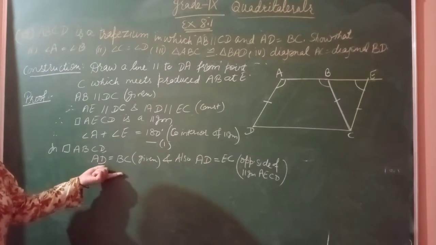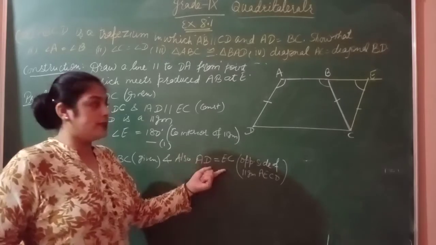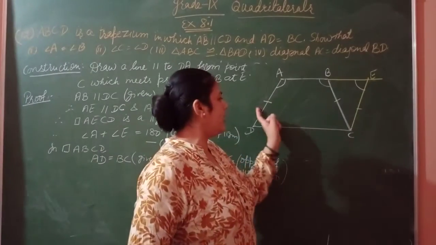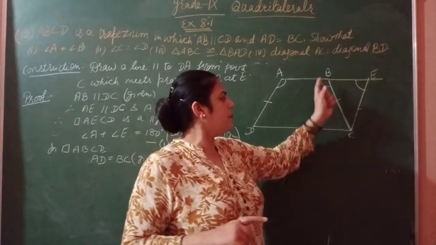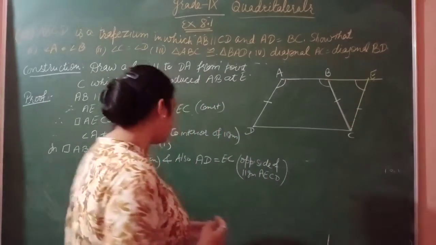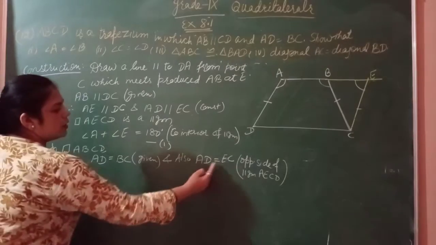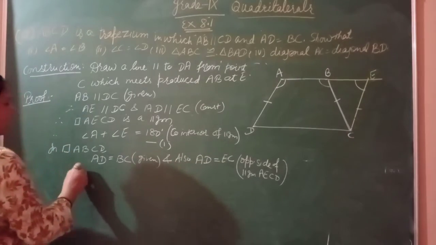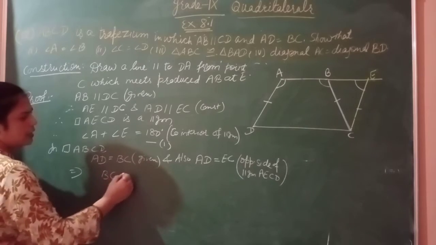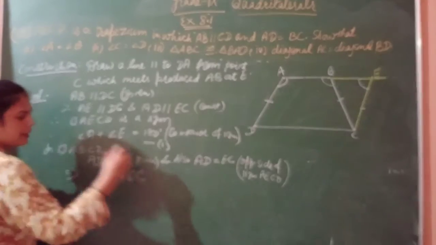AD equal to BC, AD equal to EC. AD BC के equal है, AD EC के equal है. So that means they are also equal to each other. BC and EC are also equal to each other. Two things equal to the same thing. BC और EC AD के equal है. So this implies BC is also equal to EC.